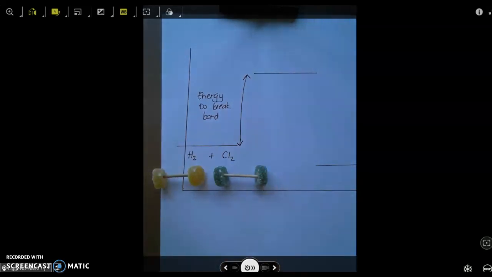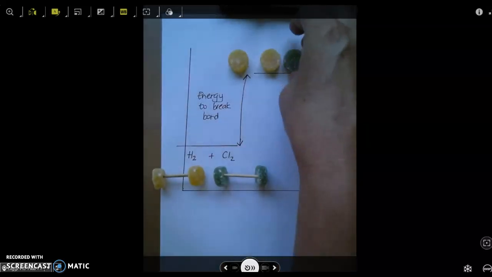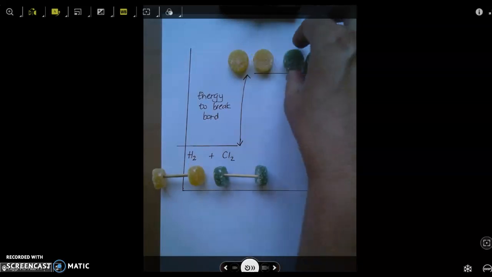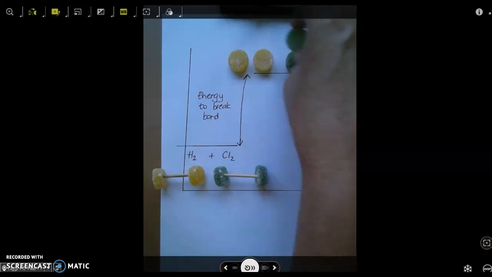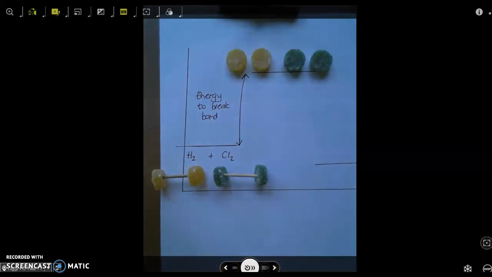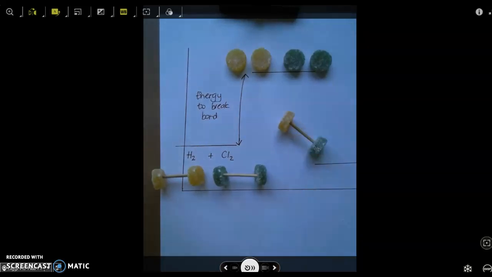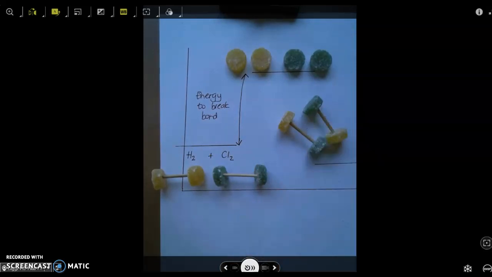And when they get broken apart, what I'm going to be left with is the individual atoms that are now free to collide with each other and form new products. So I'm going to end up with, there we go, hydrogen and chlorine forming hydrogen chloride. And in fact, in this example, if I balance it, I'm going to end up with two molecules.